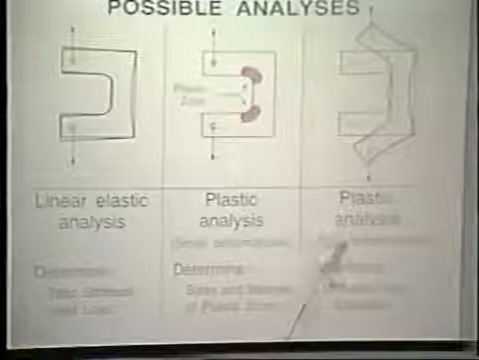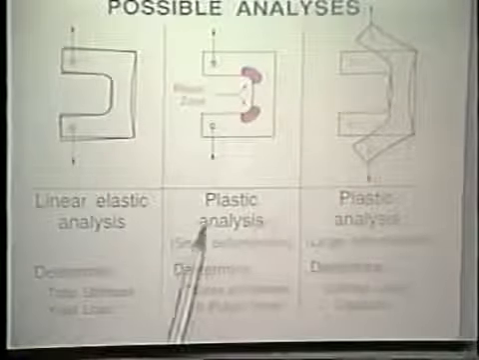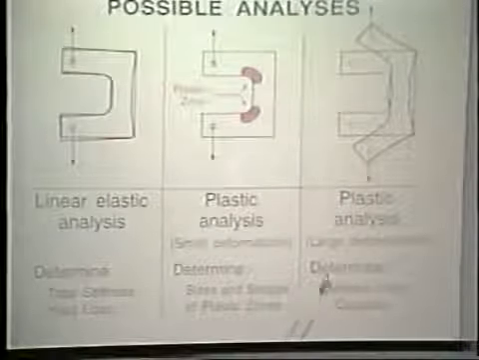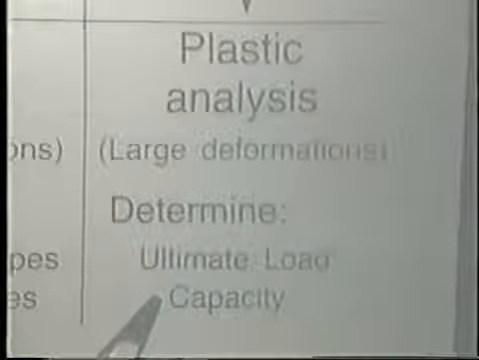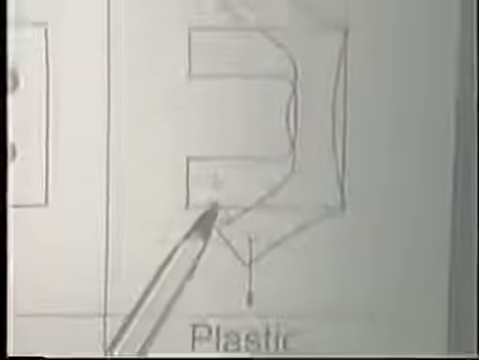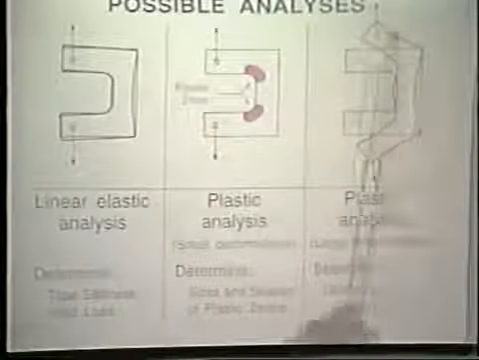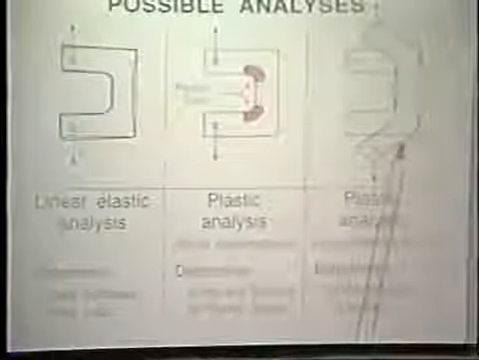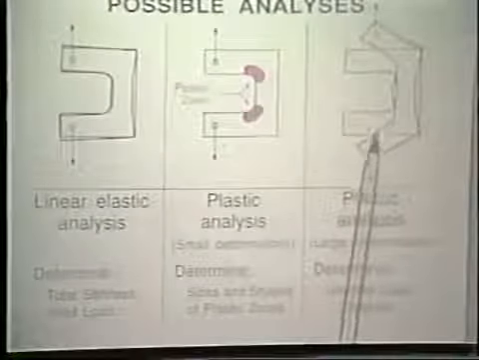Then we might want to go on to a large deformation plastic analysis. This analysis would determine the ultimate load capacity of the bracket, and notice the displacements are now large. Here we had small displacement assumptions. Here we have included the large deformation effects, as also shown on the view graph.